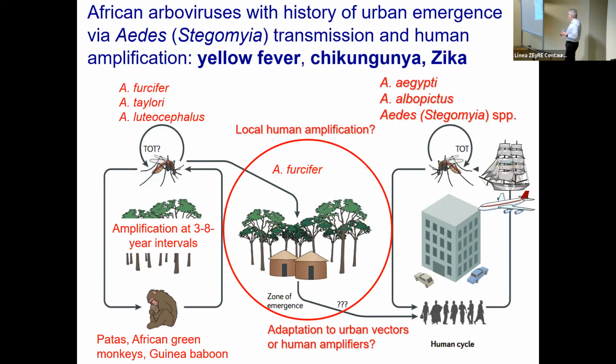Hundreds of years ago, these viruses were transported around the world on sailing ships, for example, from Africa to Asia for chikungunya outbreaks that were documented in Indonesia. Nowadays, of course, they can travel much more quickly on airplanes. It can be halfway around the world in a day or less. And we've seen the consequences of that with the recent outbreak of chikungunya that spread very rapidly from Asia to the Americas, and then an explosive outbreak ensued all over the region.